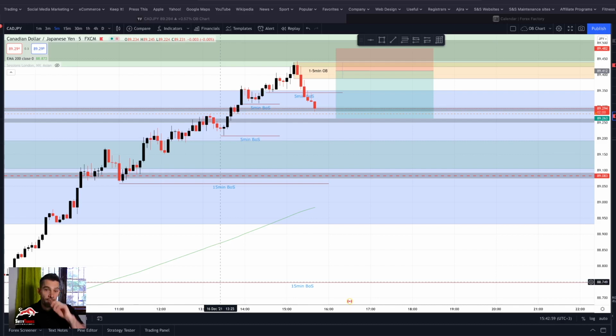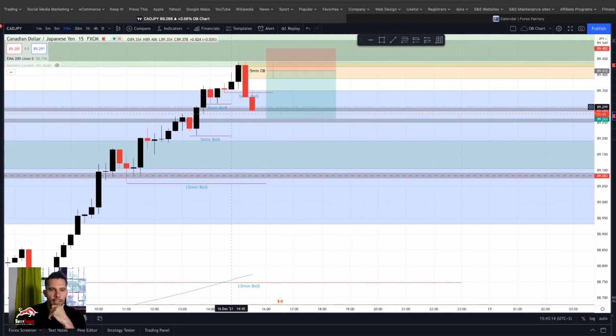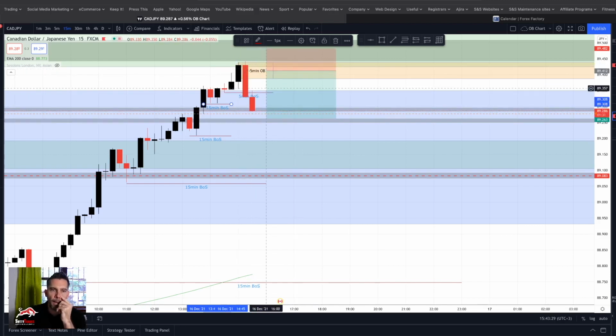So one loss, but finally, as you can see, we have a push down. We have broken 2 areas of structure that I marked up. And actually, if I go to the 15-minute, this is a 15-minute, and this is a 15-minute actually. So I can mark these up as 15-minute breaks of structure. So we've had a break of the 5 and the 15, so I've marked that area up.